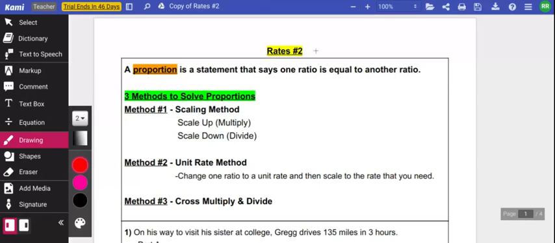Okay, I'm here in rates number 2, CAMI assignment. A proportion is a statement that says one ratio is equal to another ratio. And we have 3 methods to solve proportions. Number 1, we can use the scaling method. We can scale up or scale down.